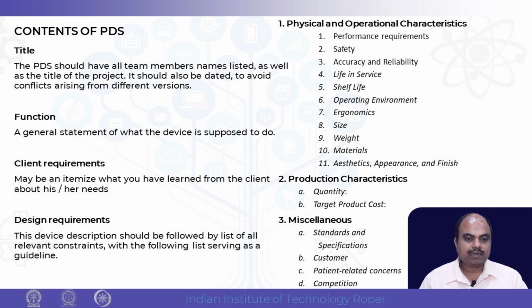Client requirement: what exactly are the client's design requirements? These are the constraints we should be given. Physical and operation constraints, maybe performance, what could be the performance of the machine, what are the safety features required, then accuracy and reliability, that is also another important thing. Then life in service, how long we want the product to be in service, with somebody continuously using it.